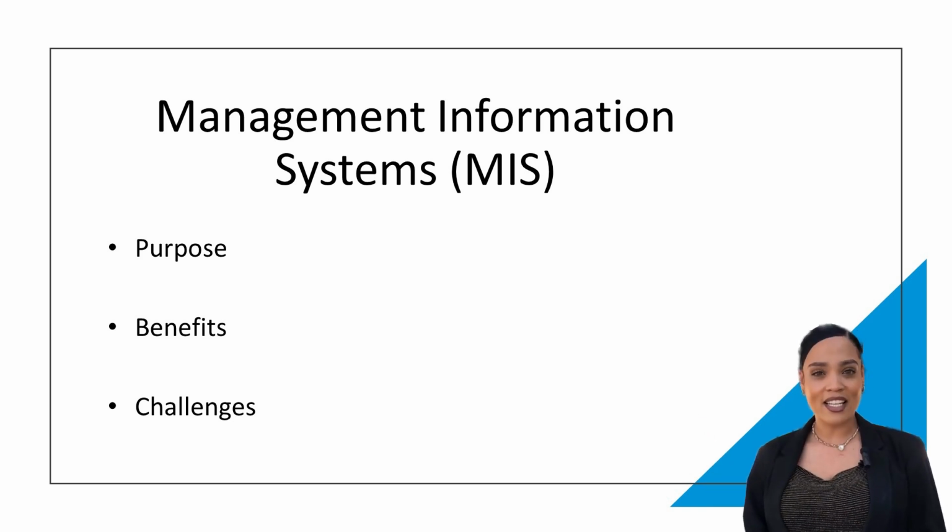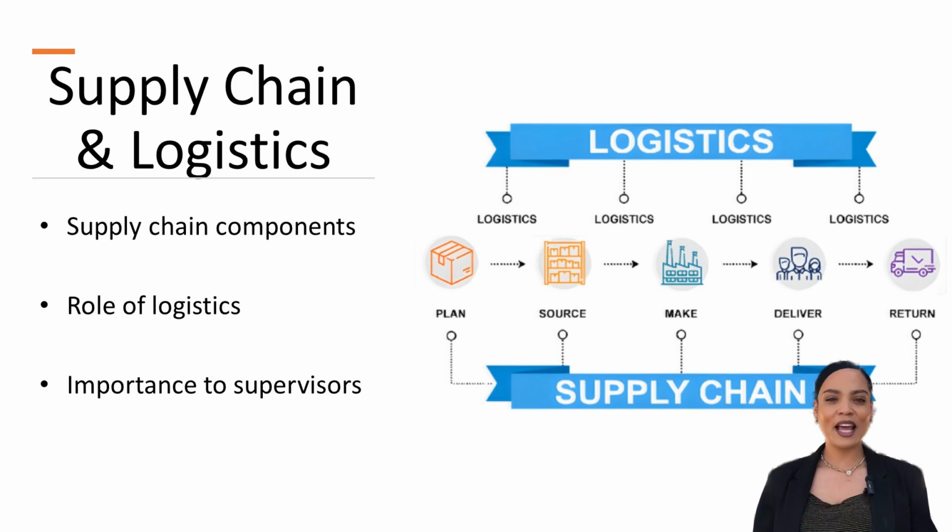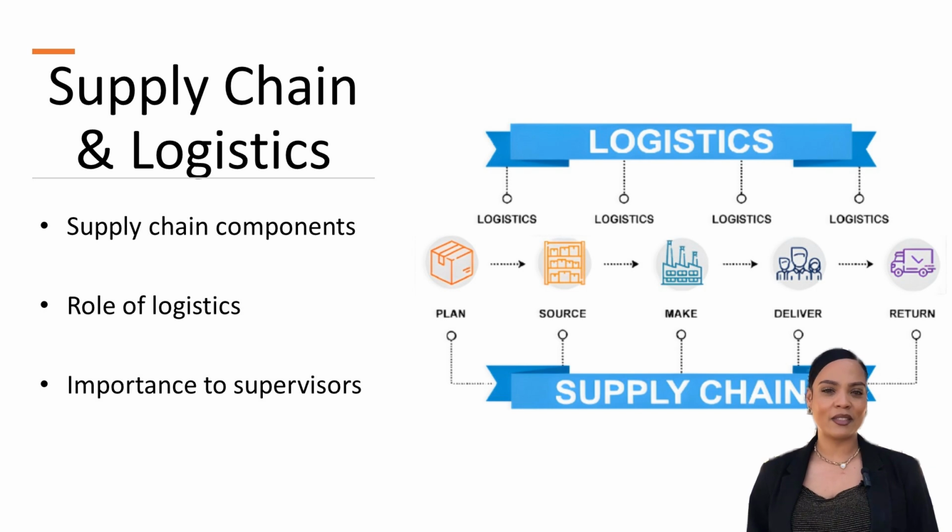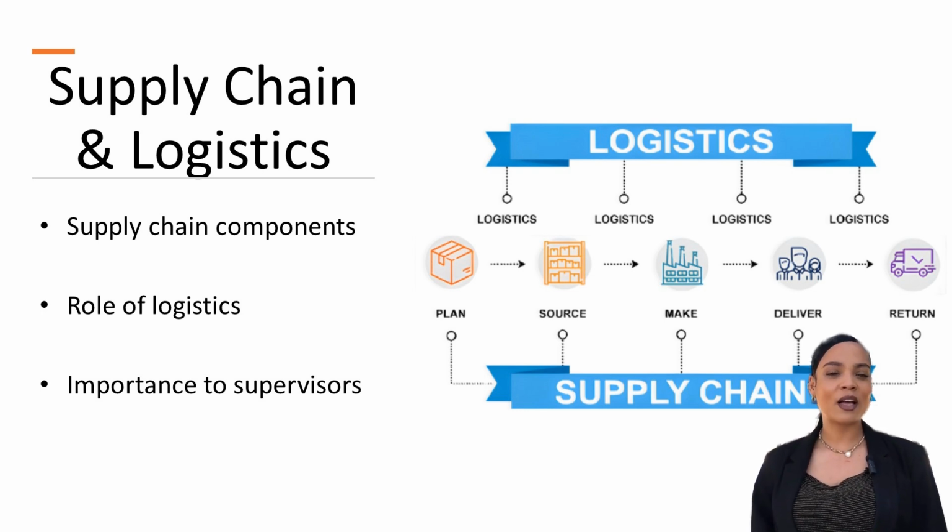MIS connects closely with supply chain and logistics, which we cover next. Production depends on the flow of materials from supplier to warehouse to production to customers. Let's begin with 1. Supply chain components are suppliers, inbound logistics, warehousing, production, distribution, customers too. 2. Role of logistics are transportation, receiving, storing, movement of goods.